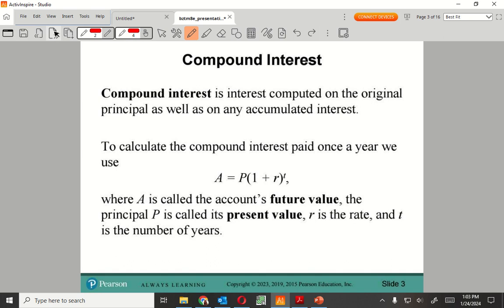So now for compound interest, it's a slightly different formula where A is the future value, P is the principal, also called present value, R is the rate, and T is the number of years. Now if you notice, the T is now an exponent. It's no longer on the inside, it's now an exponent. So people are paying attention to me, not on their phone or computer right now.